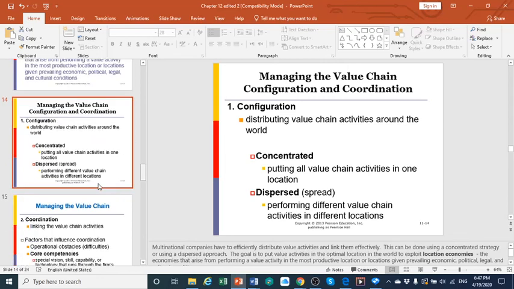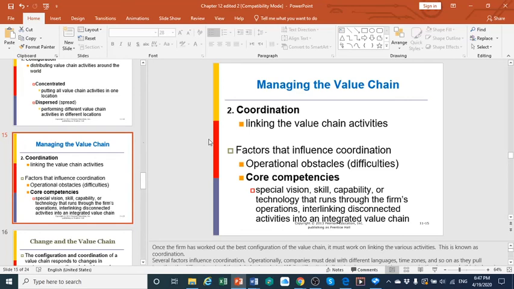Okay, let us come to the other way of managing the value chain, through coordination, which means linking the value chain activities together. There should be a certain link to bring together all the activities, which will make the activities more concise and in a better manner. The factors which will impact the coordination are called operational obstacles and the core competencies.